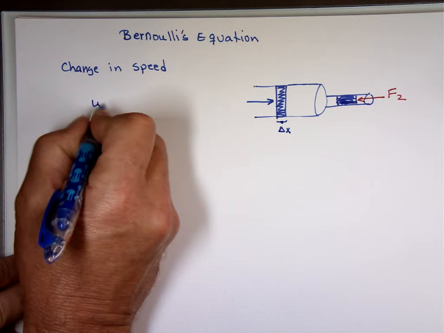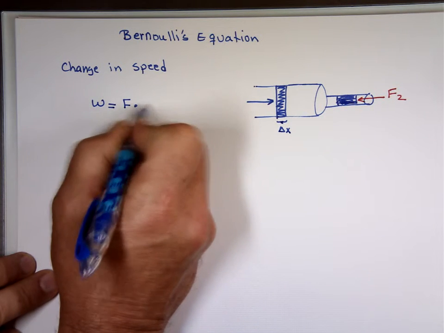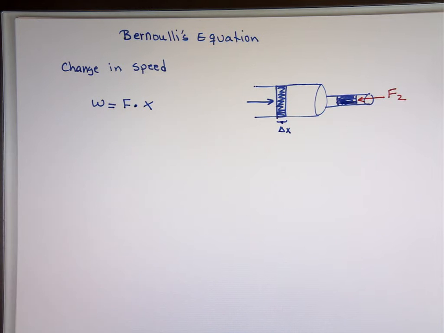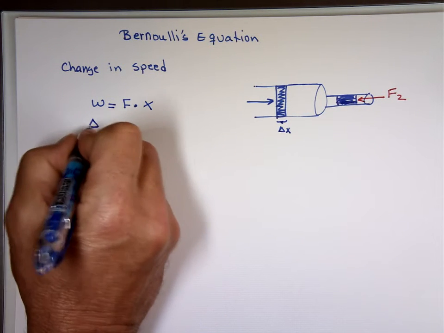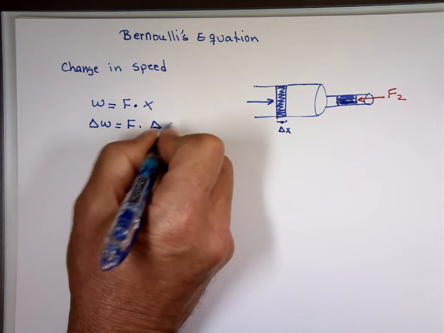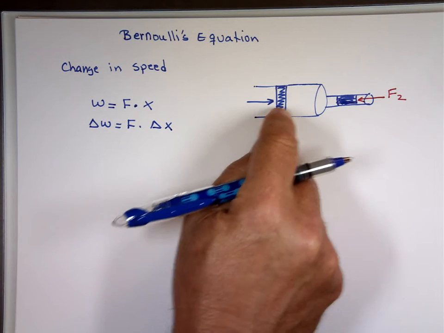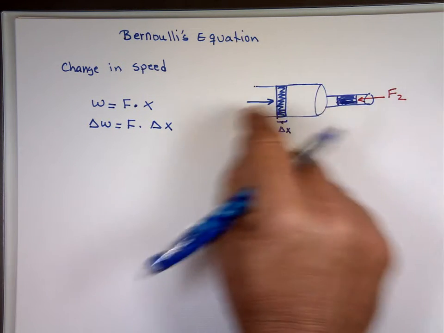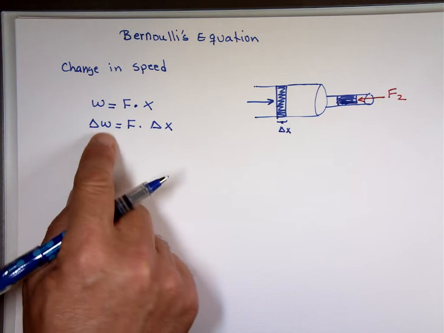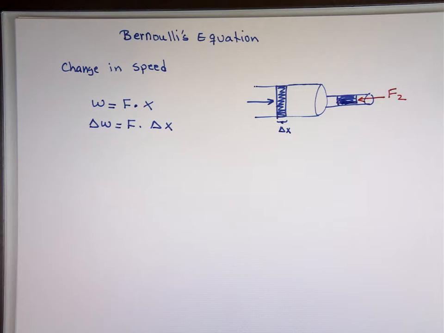Work is what? Force times distance. That's what work is. Change in work is force times the change in distance. So if I move that little strip that you see there forward by delta X, the amount of work is the force applied to it times delta X.